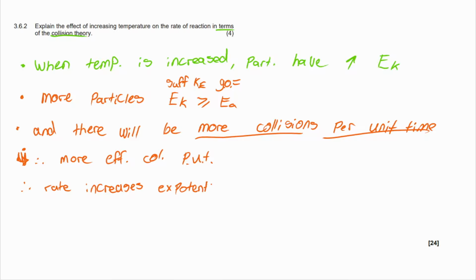I don't think I've seen this before, but I'll probably start doing that from now on. So when you increase the temperature, the rate increases exponentially. Why? Two things are happening. More particles have sufficient kinetic energy, greater than or equal to the energy required for effective collisions, and there are more collisions because the particles have higher kinetic energy. They're moving faster. Then there are more effective collisions per unit time. And the new point is that therefore the rate of reaction increases exponentially.